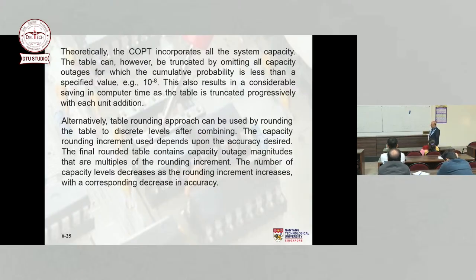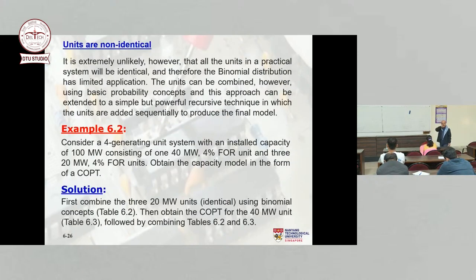So where was I? I lost my train of thought. Yes, we were talking about these two approximations. One is the rounding and the other is the truncation. One is banding by rounding off, and the other is truncation below a certain value, typically 1 times 10 to the power minus 8. So now the units are non-identical. What should we do? We cannot use the binomial distribution anymore, but we can simply use the methods of probability. They will be very similar to the binomial, but just not using binomial.